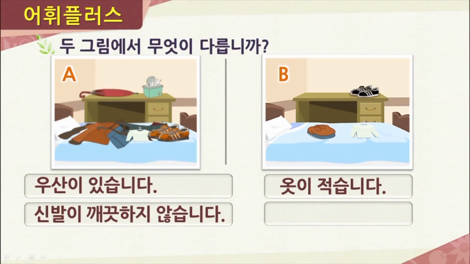Now, in room B, is there tissue? Well, there's tissue in room A, but in room B, there is no tissue. So, how would we say that? We would say 휴지가 없습니다.